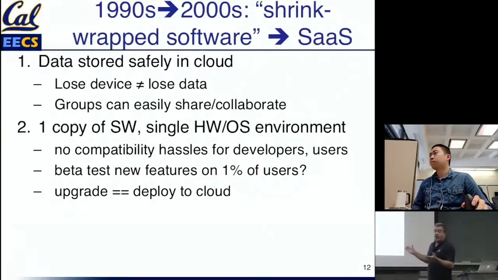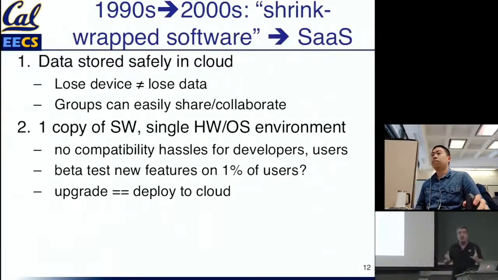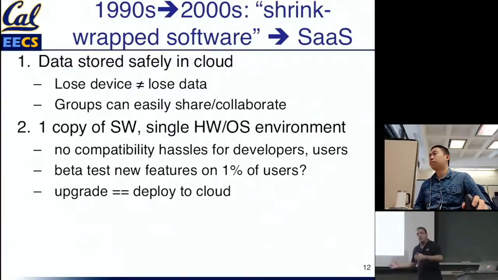So there's no install hassles for the end user. Basically, if they have a web browser, they're good to go. There's no development hassle for you having to worry about multiple different kinds of computers and operating systems, which means a lot fewer compatibility headaches. And you can also do cool things like if you have a new feature and you're not sure if it'll work well, you can randomly choose 1% of your users to test it on. And based on how those users interact with the feature, you can decide what to do with it.